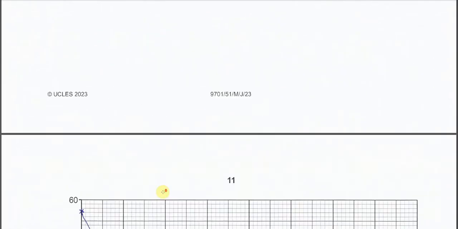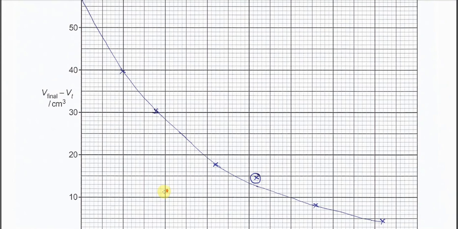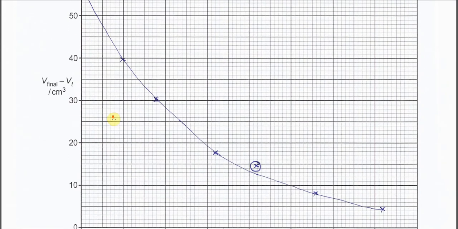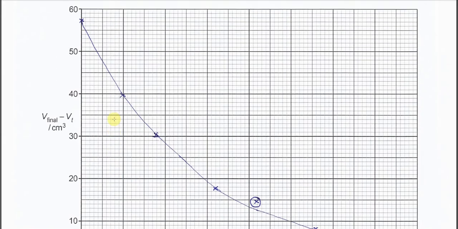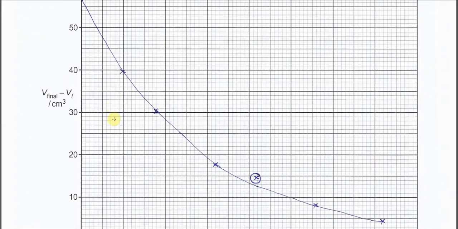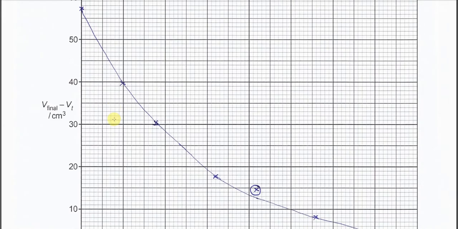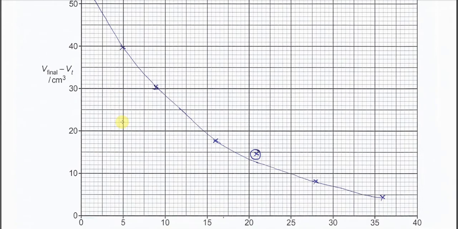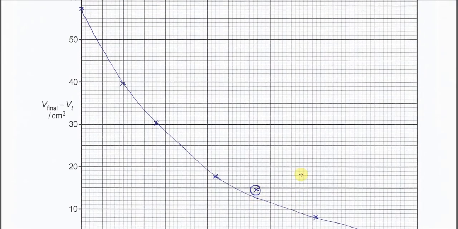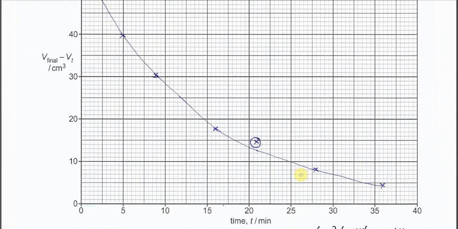Okay, this one is what I did. I think you can do much better than mine. After you plot, make sure the curved line passes through as many plots as possible, and you must circle the anomalous point. Plot all the values correctly, 1 mark. Best fit, 1 mark, right? So just 2 marks for the graph.